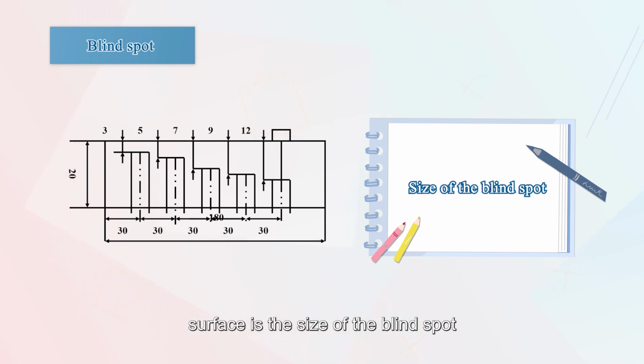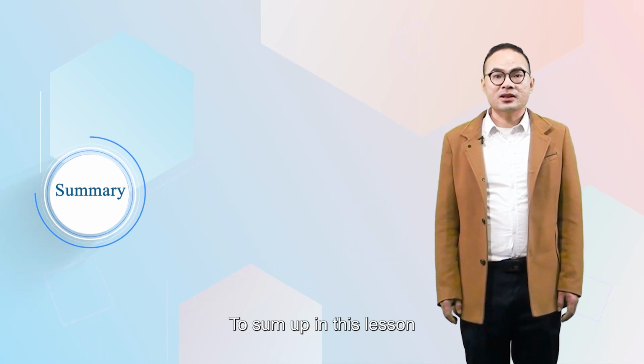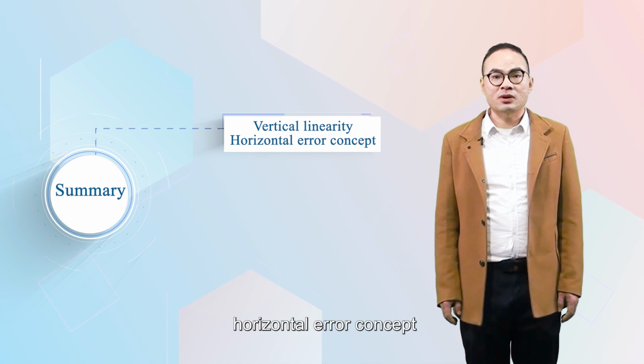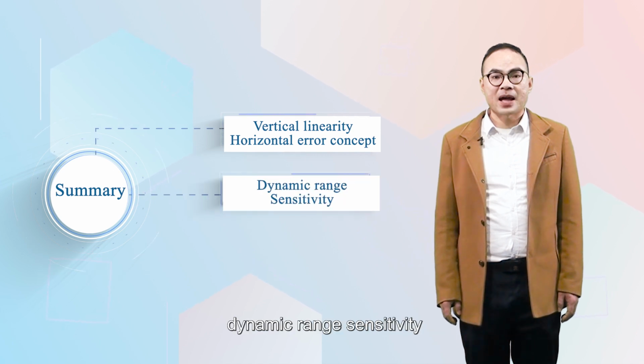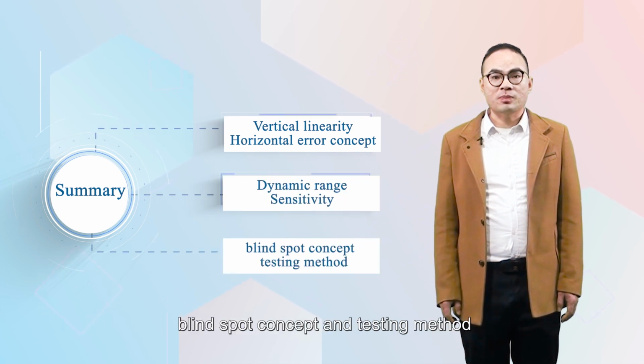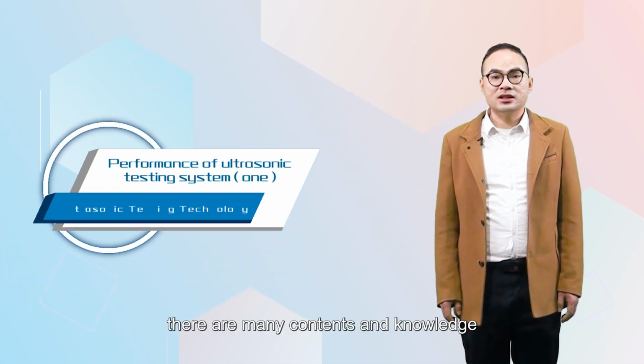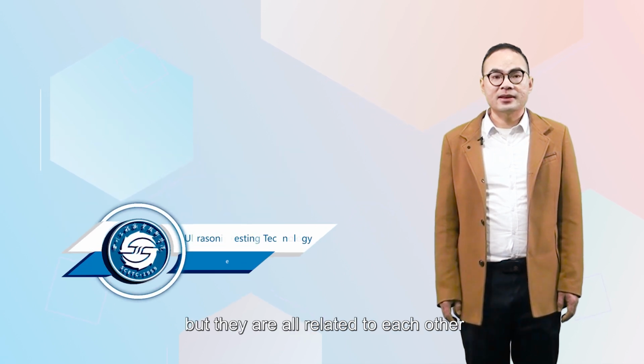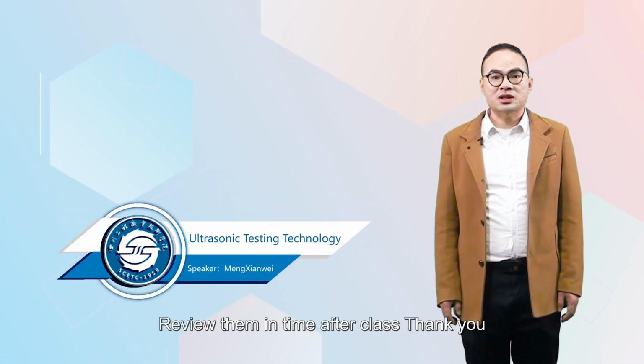To sum up, in this lesson, we have learned about the concepts of vertical linearity, horizontal linearity, dynamic range, sensitivity, blind spot, and their testing methods. There are many contents and the knowledge points are relatively fragmented, but they are all related to each other. Review them in time after class.